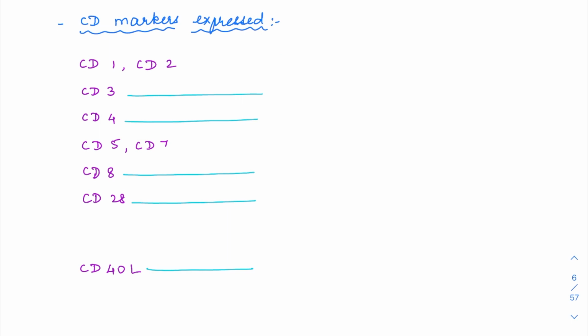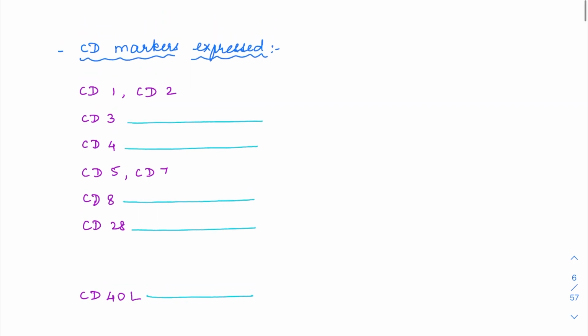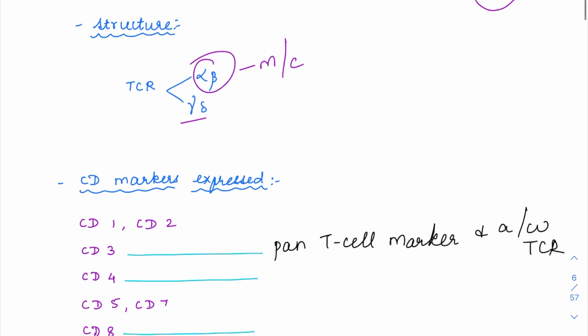So we have the T cell markers, which are CD1, 2, 3, 4, 5, 7, 8. So, starting numbers except 6 you can write. Then CD28, CD40 ligand. So out of these, CD3 is going to be the pan T cell marker. So what was the pan B cell marker? It was CD19, while the pan T cell marker is going to be CD3. And CD3 is going to be associated with the T cell receptor. So we have this alpha beta subunit, right? It is going to be associated with this CD3.